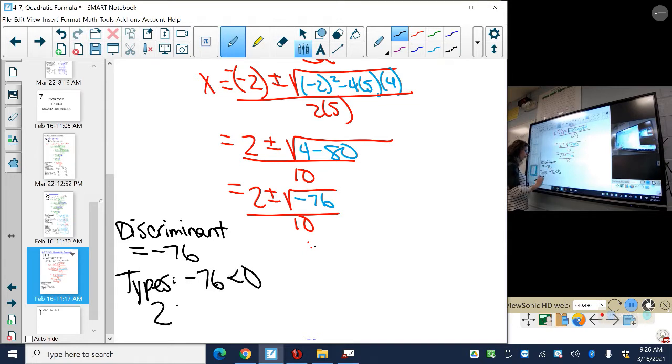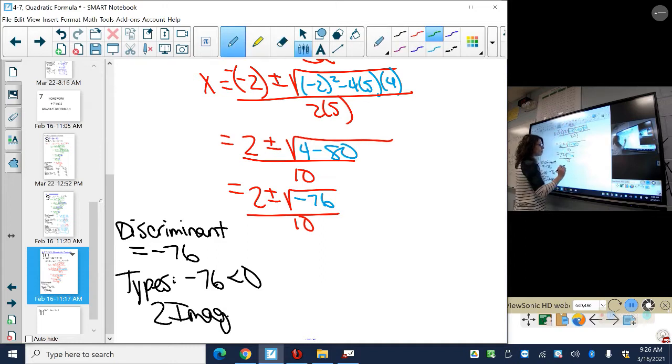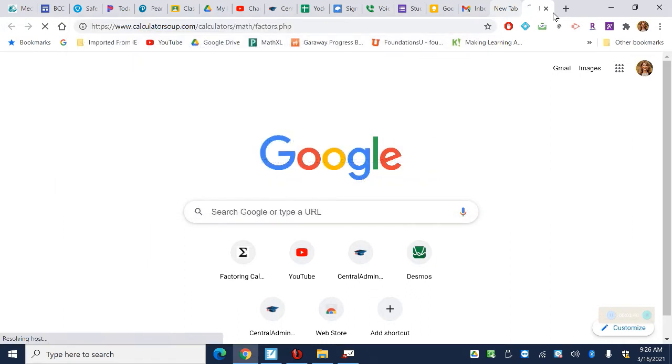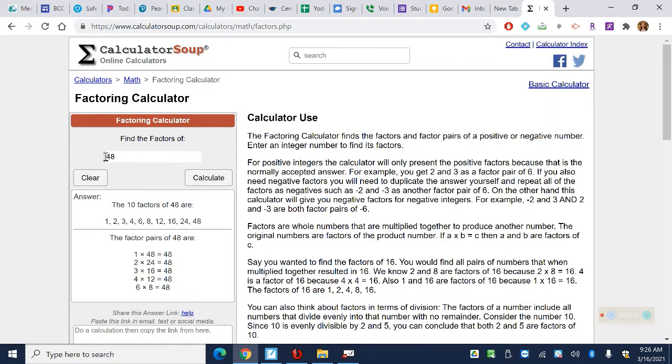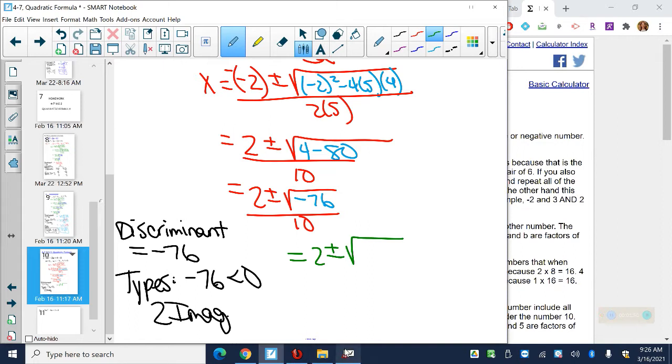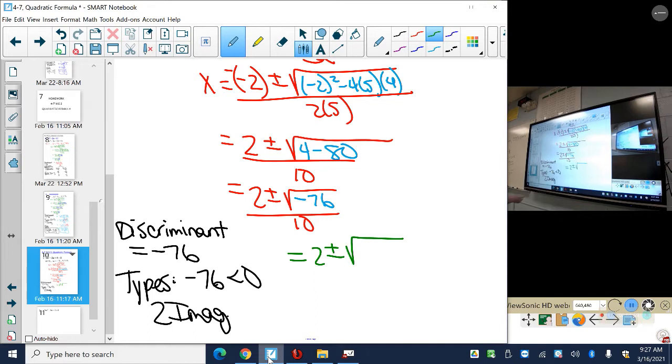-76 is less than 0, so that's 2 imaginary. From there, I need to actually solve this. So if I'm solving this, that's going to be 2 plus or minus. Now, if we come over here and go to Factor Finder, Calculator Soup, and we're going to go ahead and put in here 76, and that's 4 times 19. So that's going to be i squared times 4 times 19.